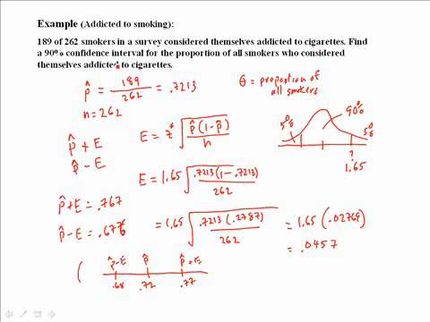So now, because this is a 90% confidence interval, we say we're about 90% confident that the population proportion is going to be trapped between 0.68, or 68%, and 77%. Right. Got it? Got it.